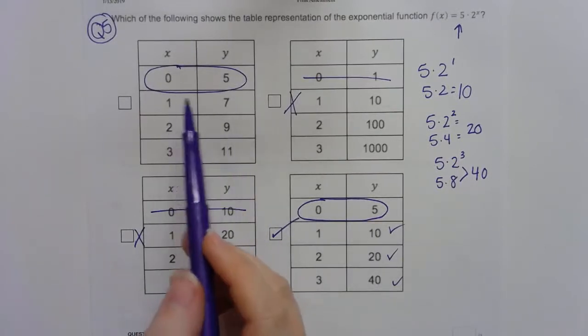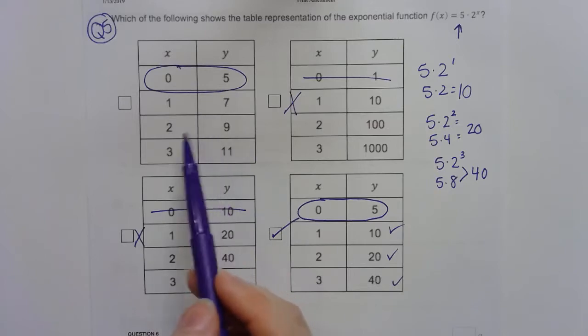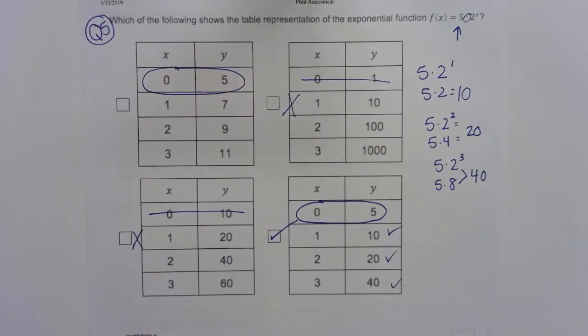Whereas it looks like this one is adding 5, doing the correct exponent, but adding 5 every time instead of multiplying. And we know that this right here means that I should be multiplying.